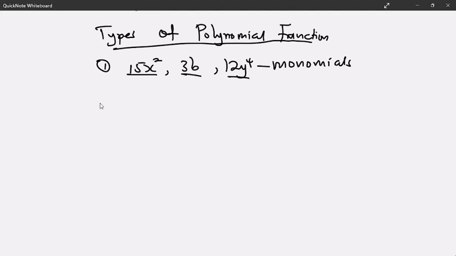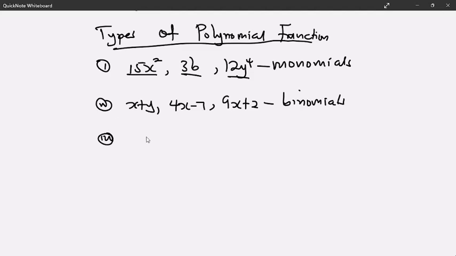Moreover, if the polynomial contains two terms, then that polynomial function is called a binomial polynomial function. And examples, you can have examples like x plus y. You can also have 4x minus 7, 9x plus 2. These are all binomial polynomial functions. As the name implies, binomial means two. These functions contain two terms.